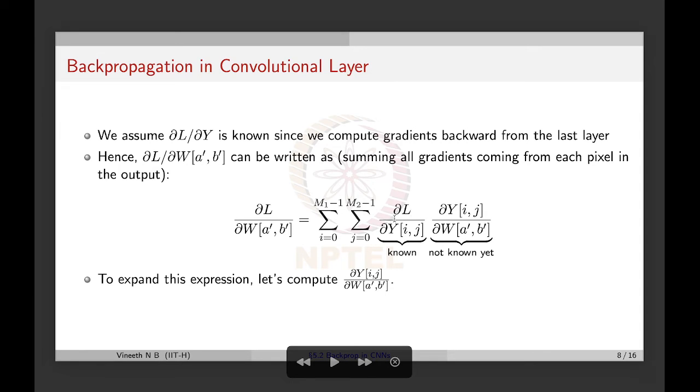So I compute dou L by dou Y of ij. This is given to me from the next layer. I am getting the gradient, and how W affects Y. So that is the gradient here. This is something I have to compute still.